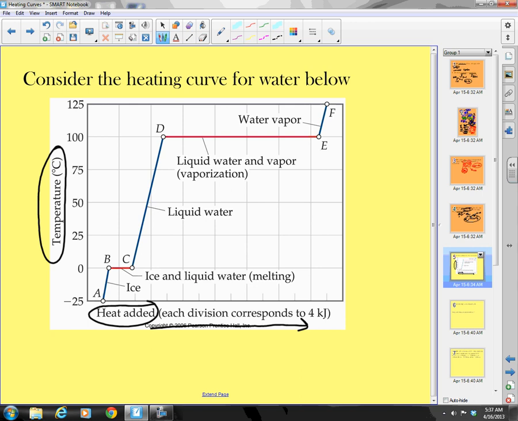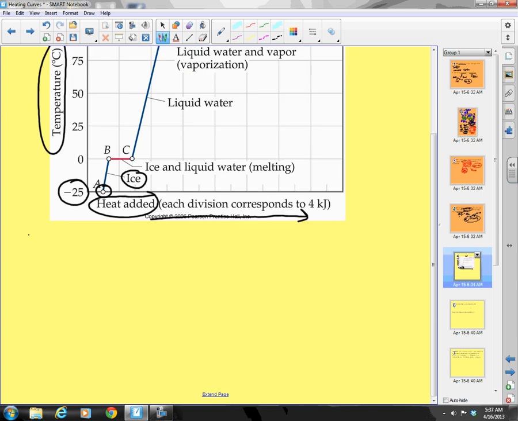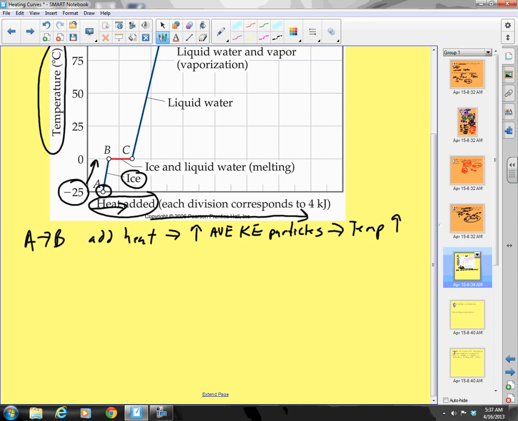Now, where do we start? We start down here at A. A is at negative 25 degrees. This is water, so what do we have at negative 25 degrees? We have ice. So what's going on from point A to point B? Well, I start with ice, I start adding some heat, and as I add heat, my temperature increases. I am increasing the average kinetic energy of my particles, and as a result my temp increases. That makes complete sense to us, right?